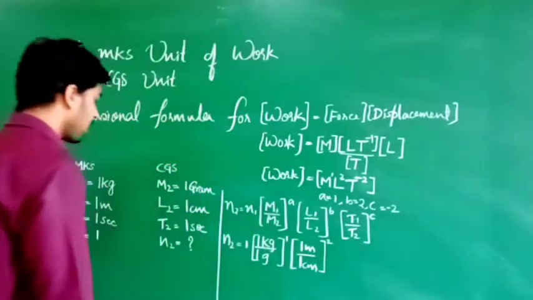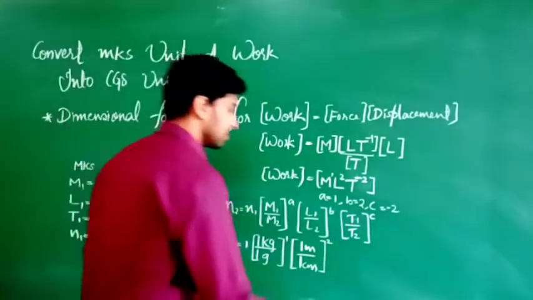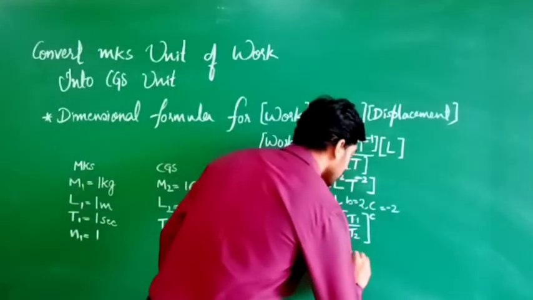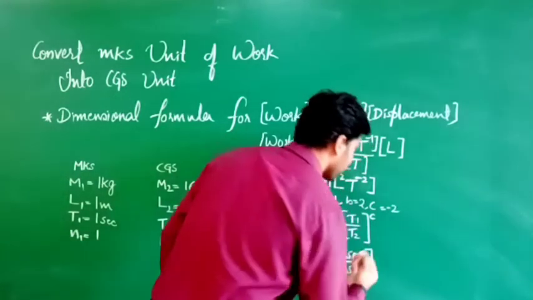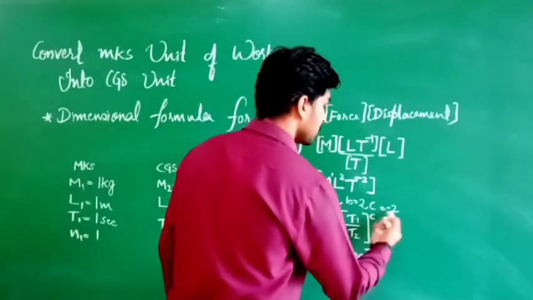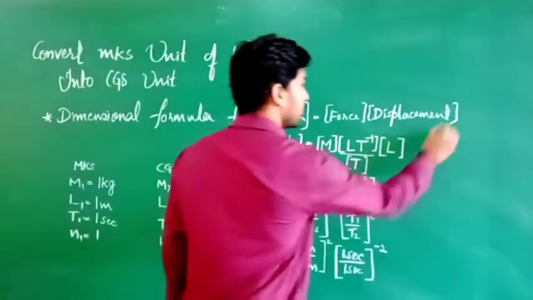Next, check what we are having. T1 by T2. T1 value is 1 second, T2 value is 1 second. So 1 second whole divided by 1 second, whole power c. The c value is minus 2. Clear? So shall we proceed to the further steps?